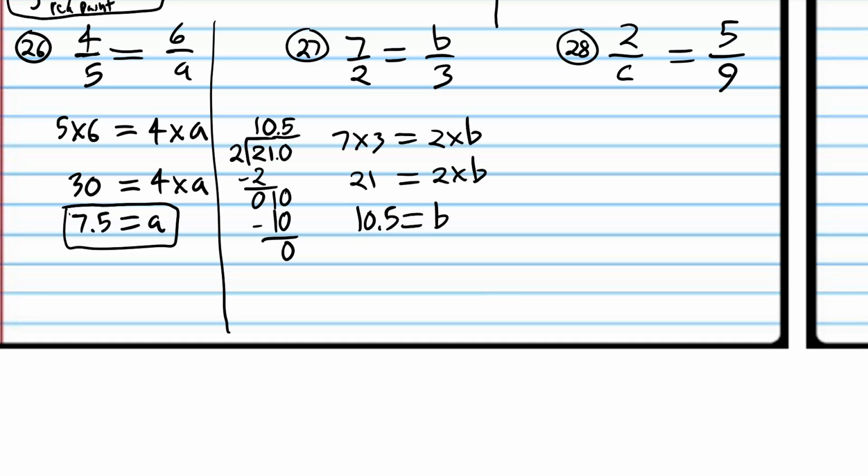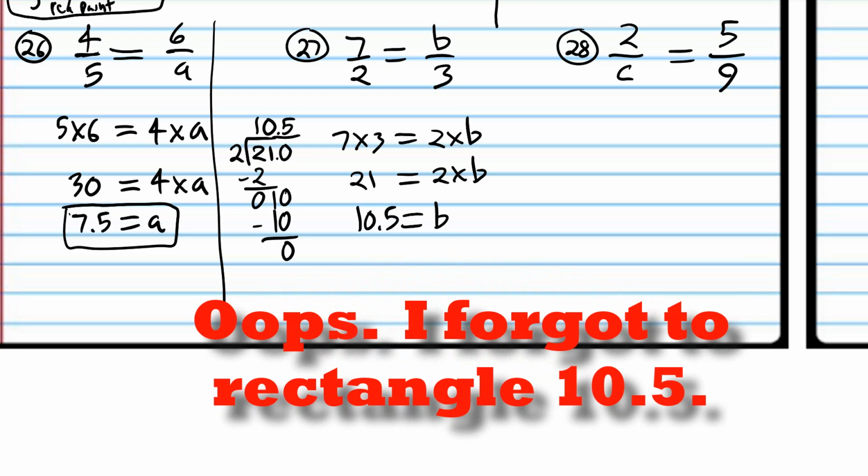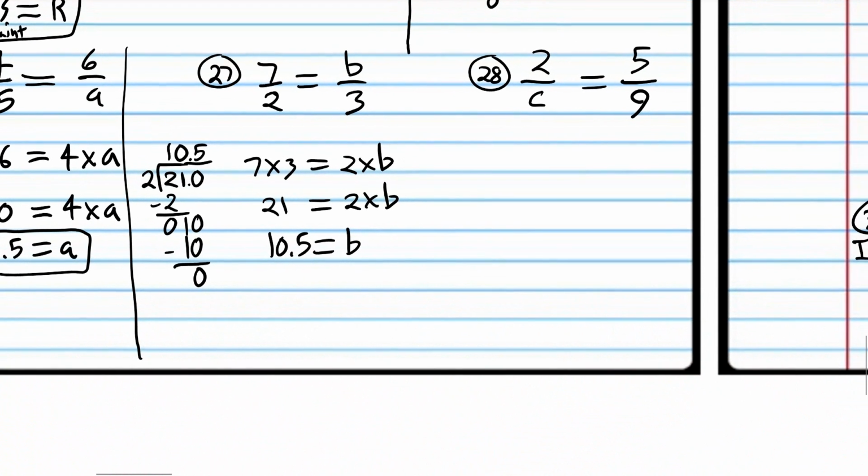And by the way, it doesn't matter if you put the 2 times B on the left side or the right side. You can switch these equations. There's a rule called the symmetric property of equality where you can just flip this equation. It doesn't matter which side is which. All right, so if you got 10.5, good job. If you didn't, that's okay. Let's try another problem. So try number 28, and when you come back, we'll do it together.